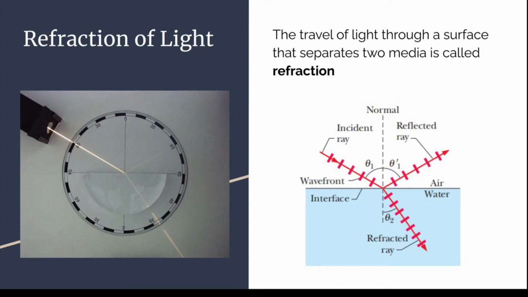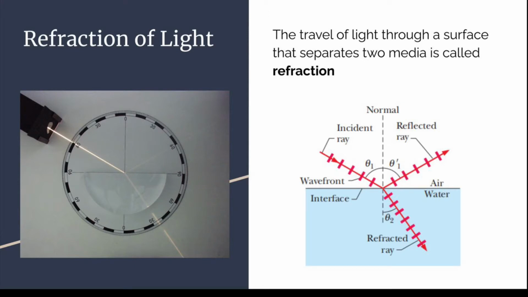When a beam of light ray travels through air and encounters the surface of a piece of glass, as seen in the photo on the left, part of the light is reflected by that surface. The rest of the light travels through the surface and is said to be refracted. In the picture on the right, the light is represented by three rays: the incident ray, the original light ray, the reflected ray, and the refracted ray.